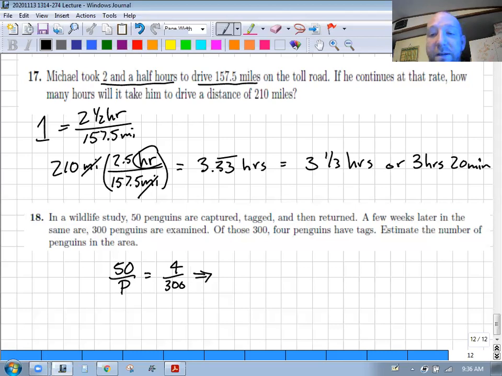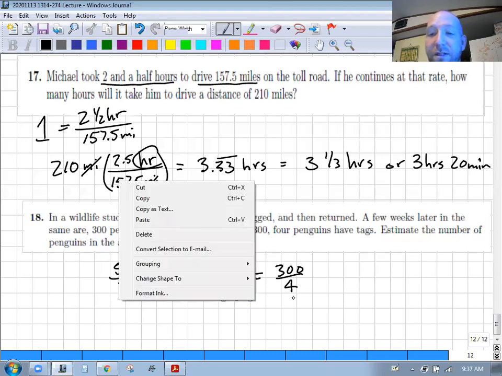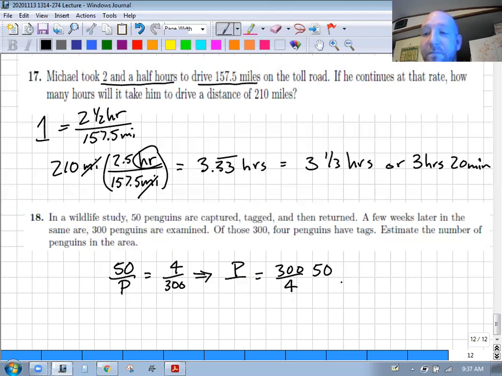So to solve for P, we'll flip these over. I'll multiply both sides by 50. So we get 300 times 50 divided by 4. 3,750 is the estimate for how many penguins there are.